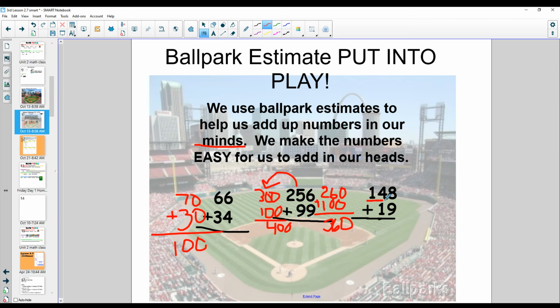Look at this one, 148. I might say 150. Okay, and 19, make it easy for yourself, 20. All right, now I can add 50, 60, 70, 170. So ballpark estimates are numbers that you want to be able to add in your head and use mental math to solve the problem.